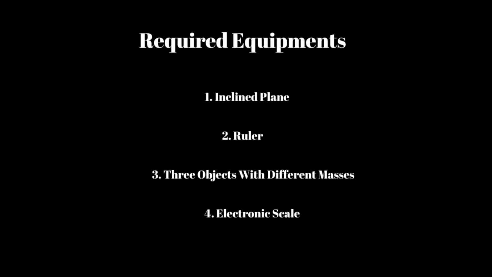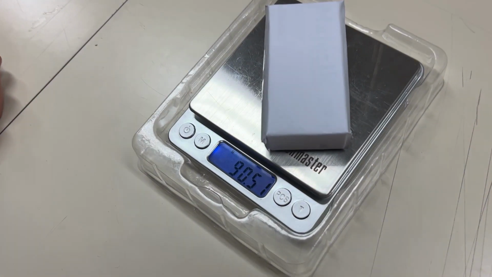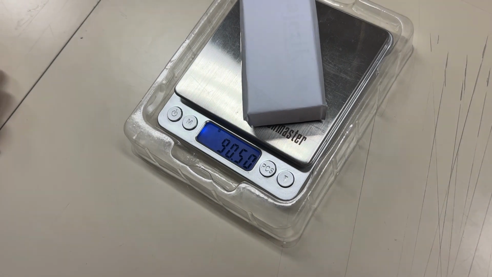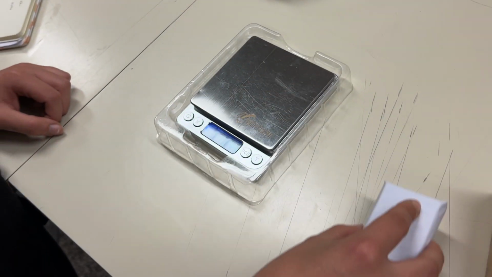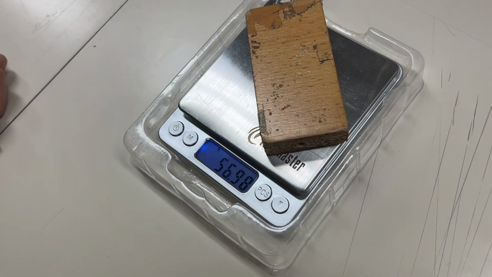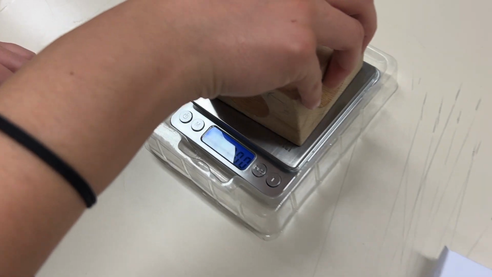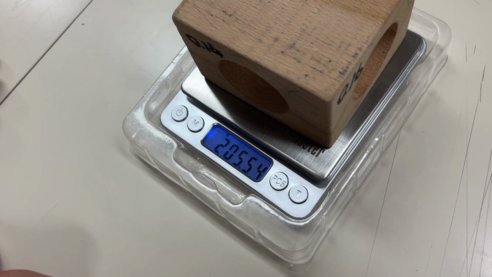The required equipment for my experiment is an inclined plane, a ruler, and three objects with different masses. First of all, I measured the masses of the objects to be sure that their masses are different, and I calculated their potential energy at the beginning of the experiment. To calculate their potential energy, I measured the height of the inclined plane, and it is 58 centimeters.